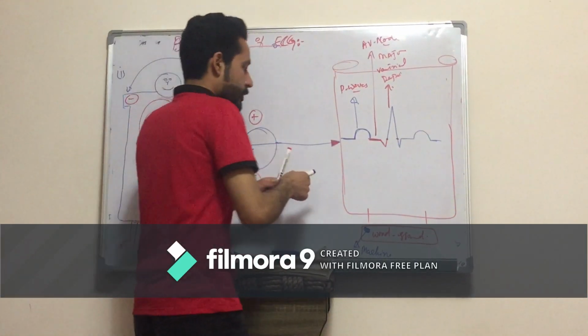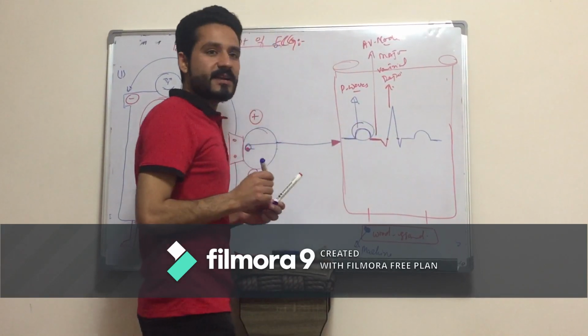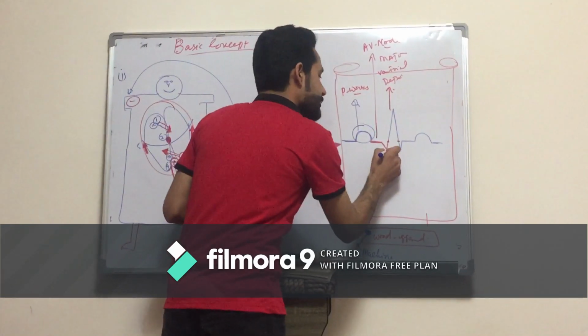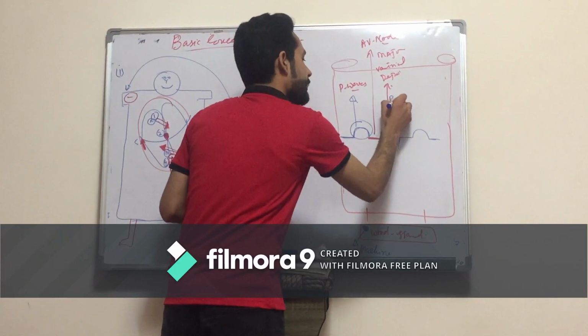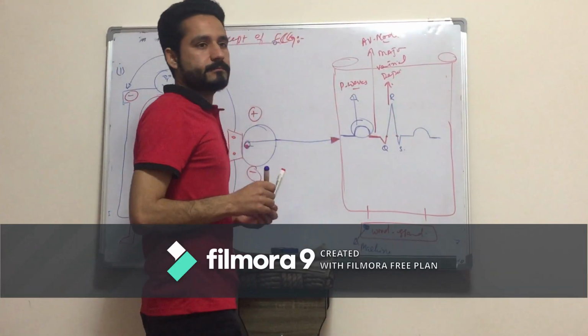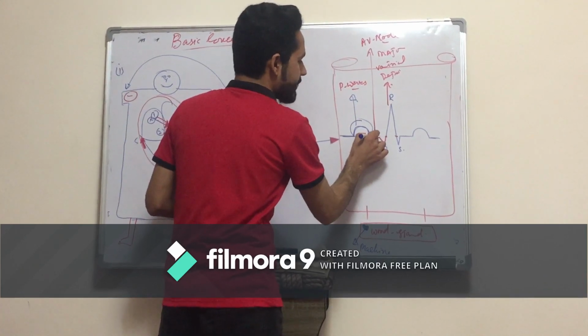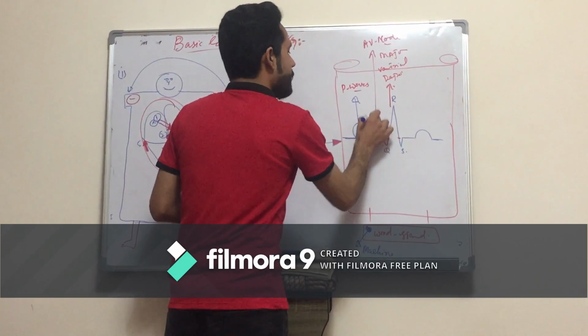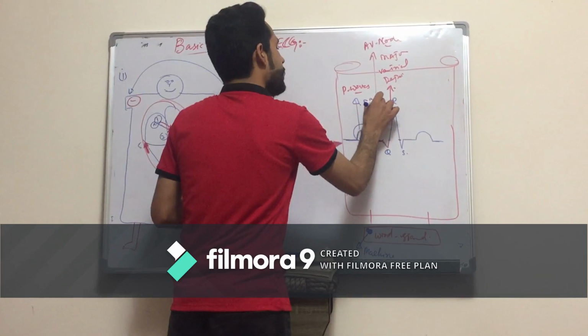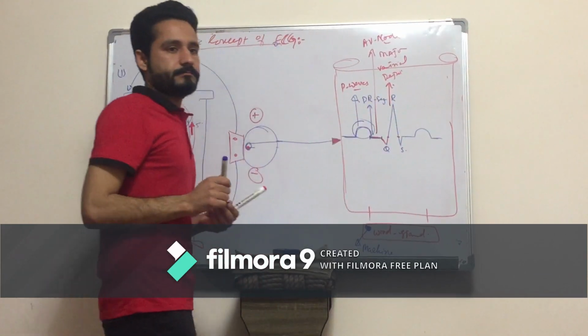Yes. But this point, this is called the P wave. And this is what? Q. This is called R. And this is called S. Now, this isoelectric line, this is called the PR segment.